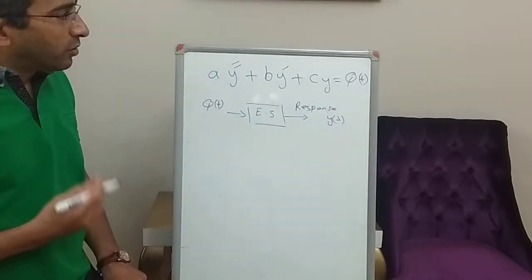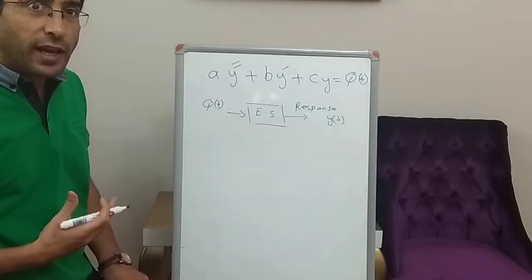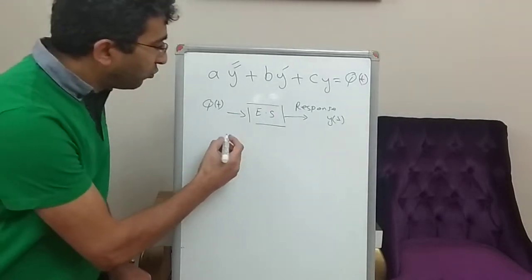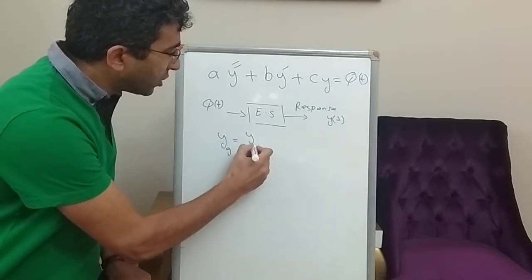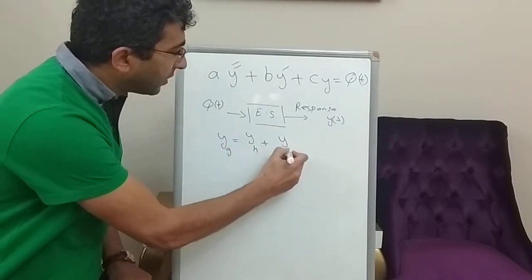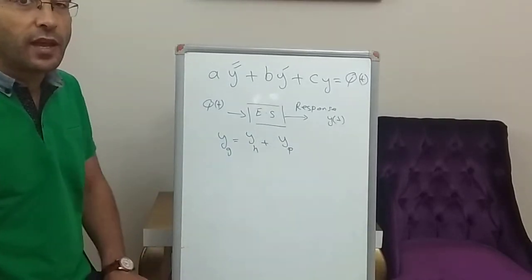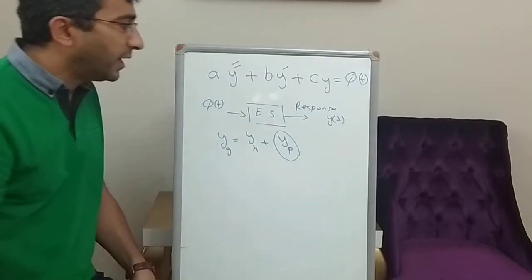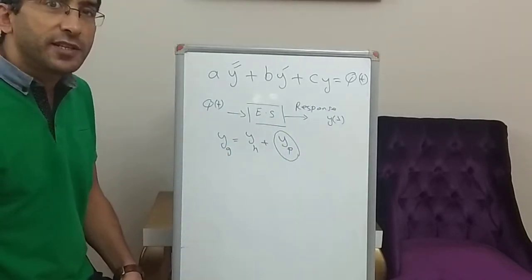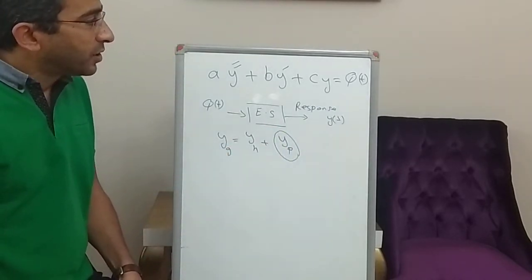So the solution of this equation actually is two parts. General solution is equal to y homogeneous plus y particular. Y particular is most important and it will control your design.